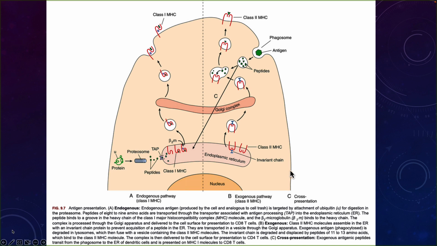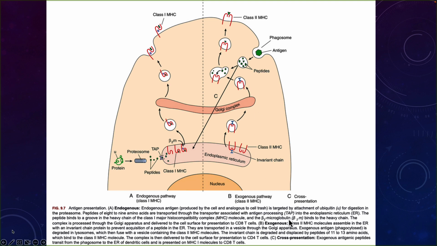Class 2 MHC, they are sometimes called the exogenous pathway. So again, you have an antigen that's been internalized and phagocytized, digested. It's loaded onto the MHC in various vacuoles that are then exported to the cell surface. So you have presentation on that class 2 MHC.